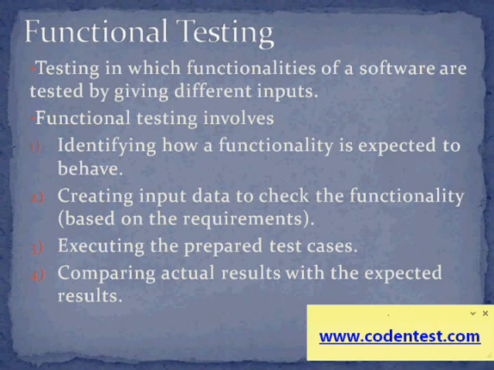So in functional testing, we have 4 steps. These are the 4 steps. First one is identifying how a functionality is expected to behave, then creating input data to check the functionality based on the requirements, and executing the prepared test cases. And the final one is comparing actual results with the expected results. So those are the steps involved in functional testing.